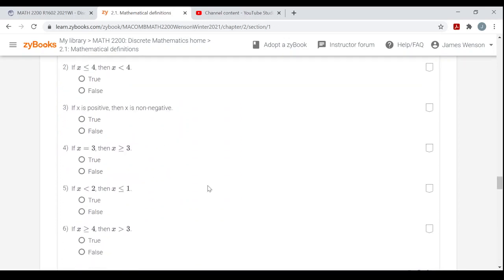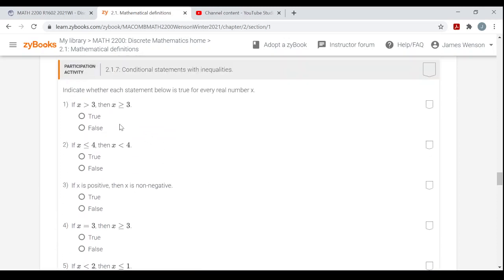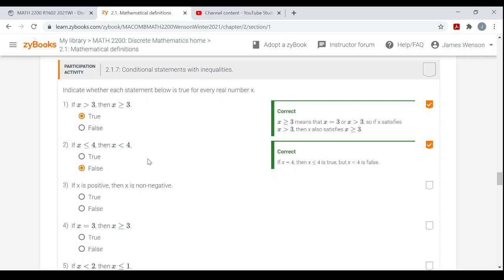All right, and then indicate the truth value of these. I'm just going to do the first one. If x is greater than 3, then x is greater than or equal to 3. Well, yeah, because if you're 4, 5, 6, those numbers are greater than 3. They're also greater than or equal to 3 because they satisfy the greater than part. If x is less than or equal to 4, then x is less than 4. Well, no, what about 4? 4 would make the hypothesis true, but the conclusion false. So this isn't always true. This is false when x equals 4.